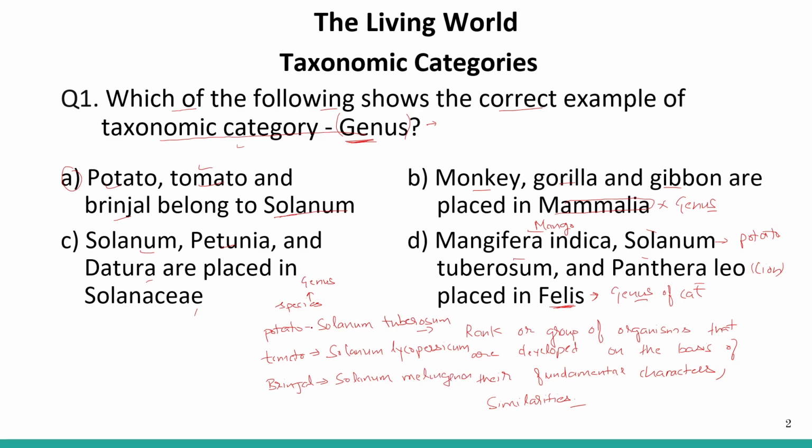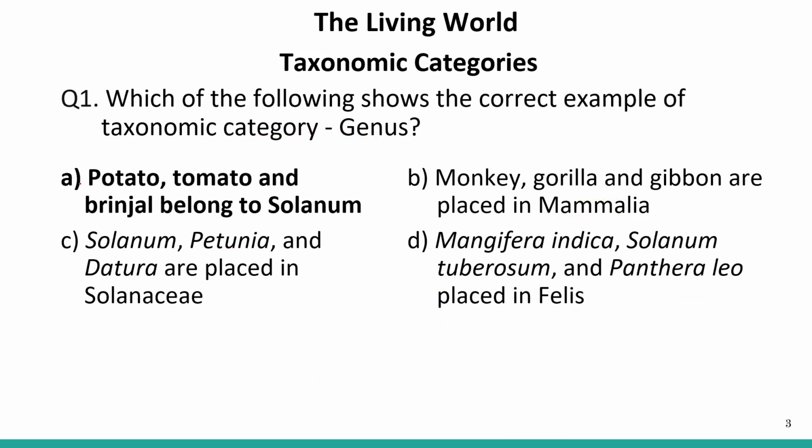Here you can see they all belong to the genus Solanum. This is a name with two components. The first is the generic name, also known as the genus. It represents the genus, and this is the specific epithet. It represents the species. So what should be the correct answer? Option A is the correct answer.